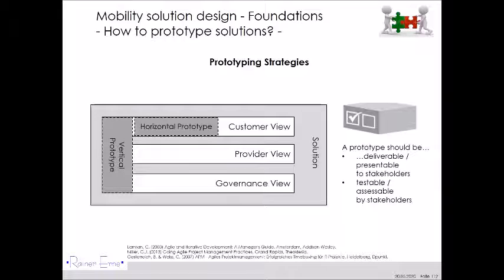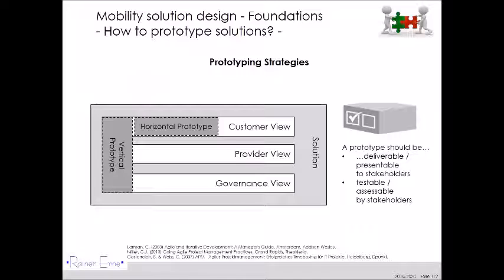Another option would be to design a prototype horizontally. That means that you go through the customer view of the customer journey from the discovery or the booking of the mobility solution till the feedback or whatever marks the end of the process.